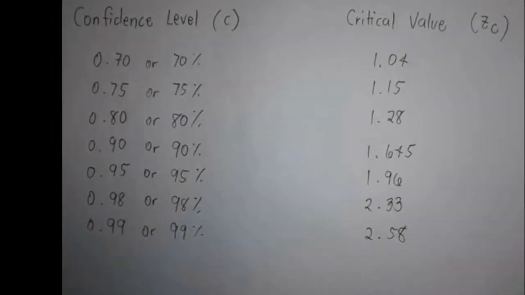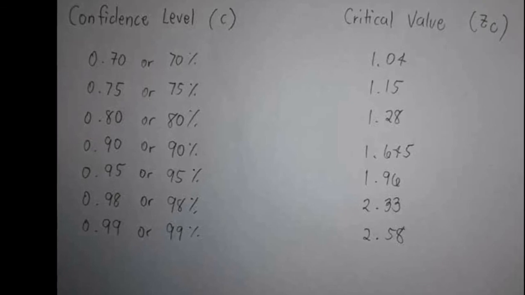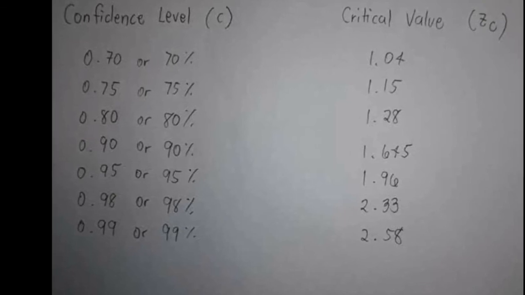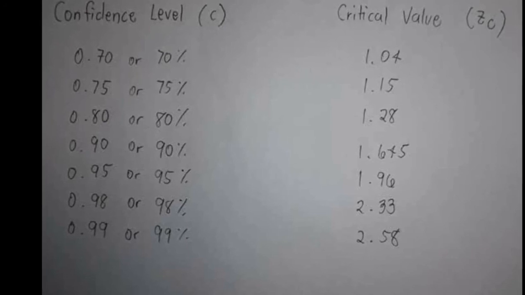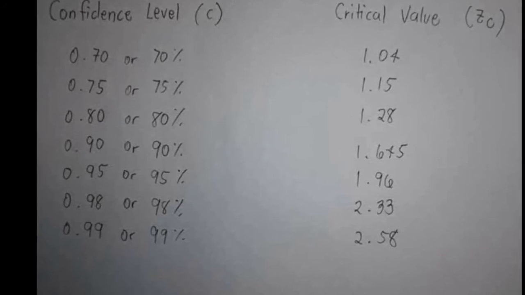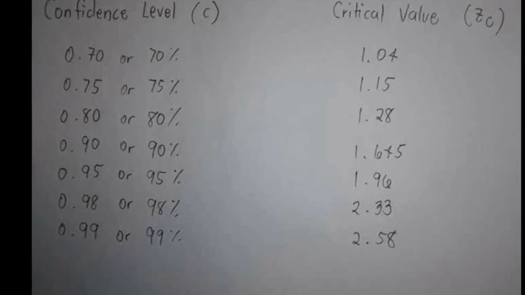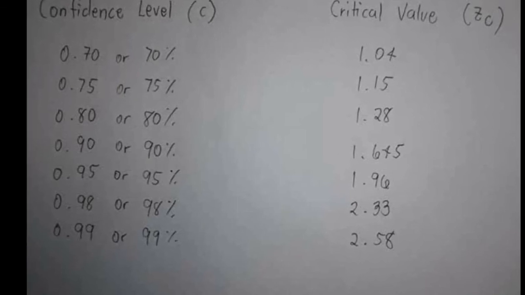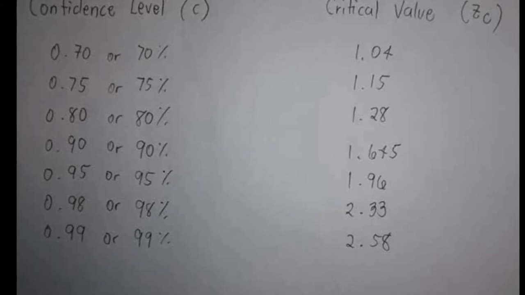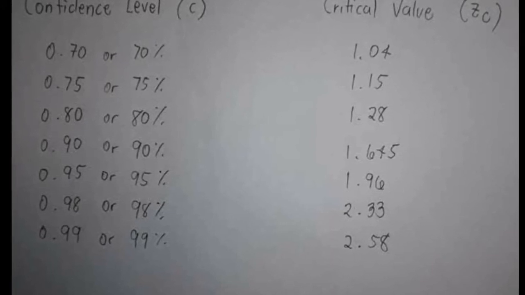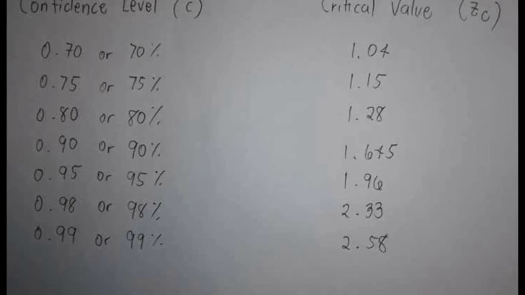Let's proceed to the third step, and that is getting the critical value. So there's a continuation to the problem. Find the margin of error at 99% confidence level, denoted as C. There's a table called the Z table showing the confidence levels and corresponding critical values denoted as zc. So we're only finding the zc or the critical value of 99%, and that is 2.58.